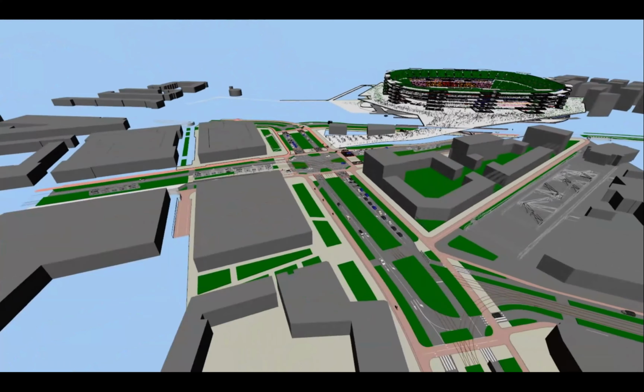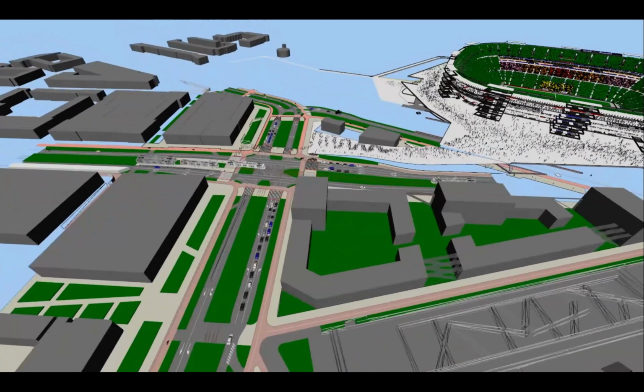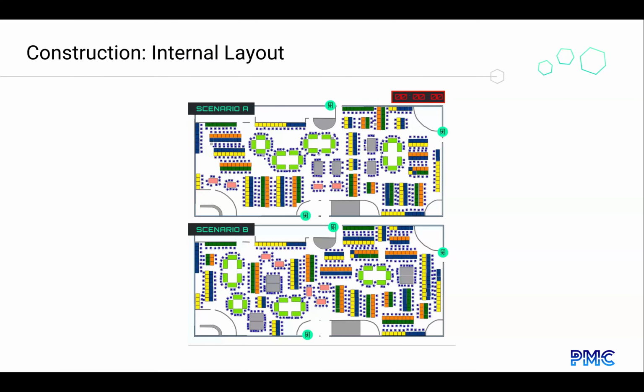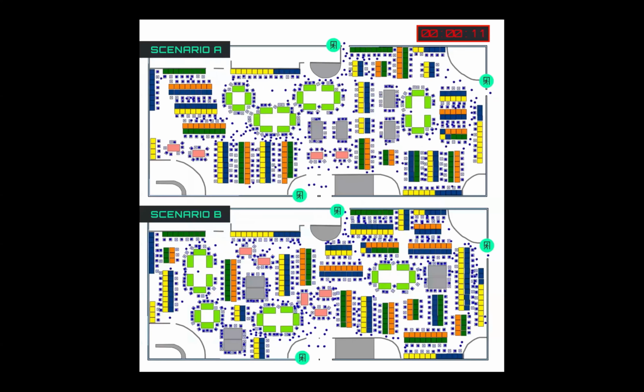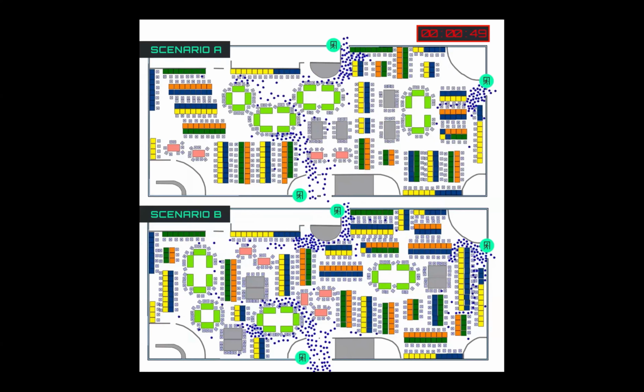Simulation does not only, however, provide useful insights when managing large and crowded environments, it's also fantastic for things that are a bit more close quarters. So shown here are two alternative layouts of a casino. This is another kind of egress scenario.